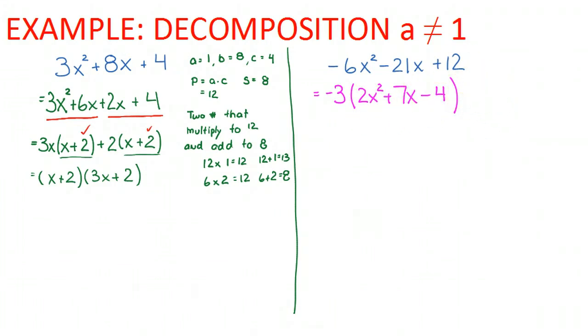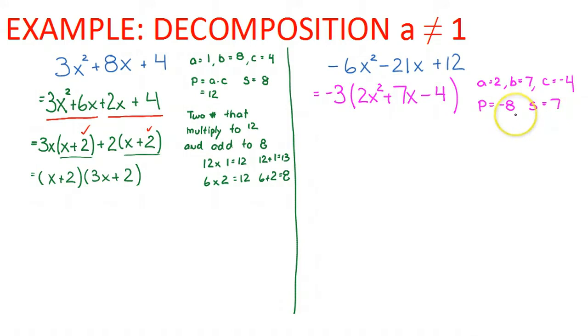So therefore, what I can say is my A is equal to 2, my B is equal to 7, and my C is equal to minus 4. So therefore, my product is negative 8, and my sum is equal to 7. So now I say to myself, I need two numbers, and the product has to be negative 8, and the sum has to be 7.